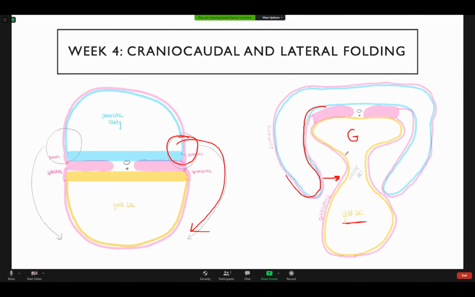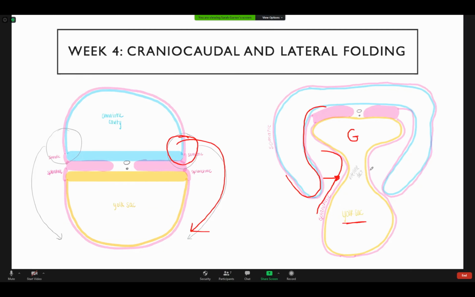And notice that as this is happening, it's still pretty much completely encircled by that splanchnic layer of the mesoderm, okay? So we're bringing the amniotic cavity walls out laterally and squeezing in that endoderm, and that's what is forming this actual duct here.